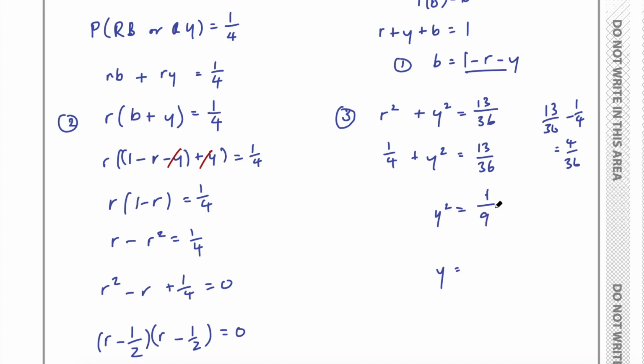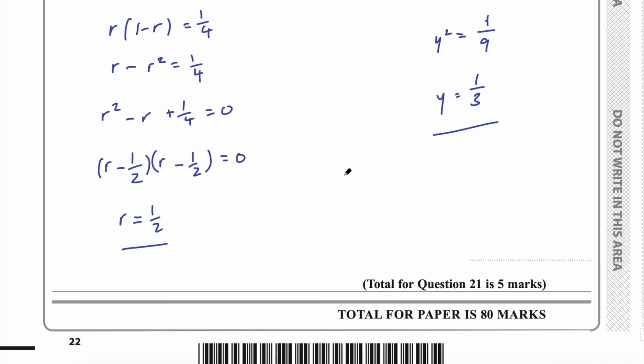Therefore, Y equals the square root of 1/9, which is 1/3. And because we're talking about probabilities, we don't have to consider the negative. Remember, when you take a square root, you need to think it's a plus and a minus. But in this case, we only have to worry about the positive value. So the probability of a yellow is going to be 1/3 for a final answer there. And that was question 21 for 5 marks, and that's the end of the paper.